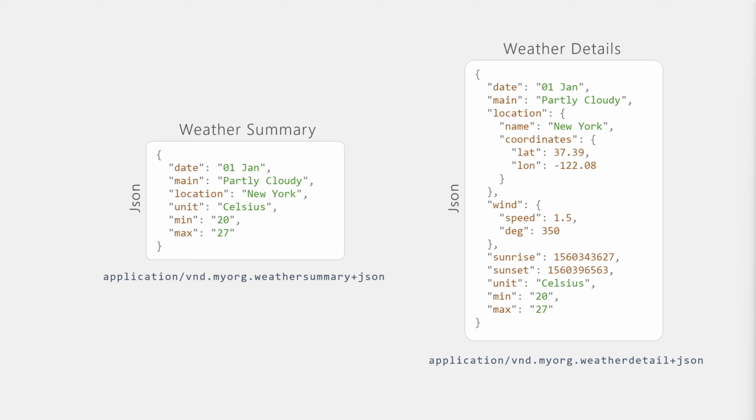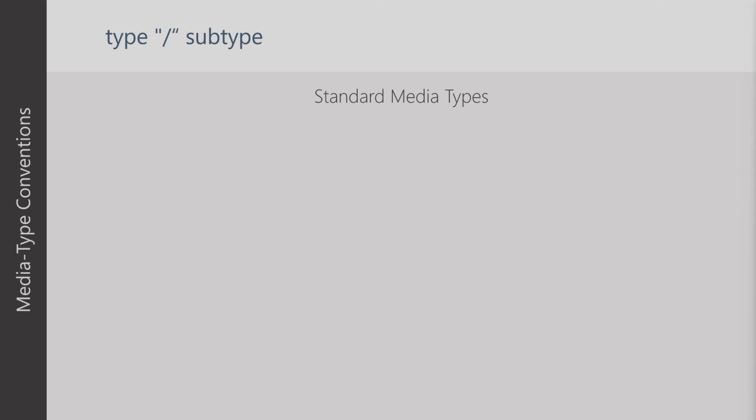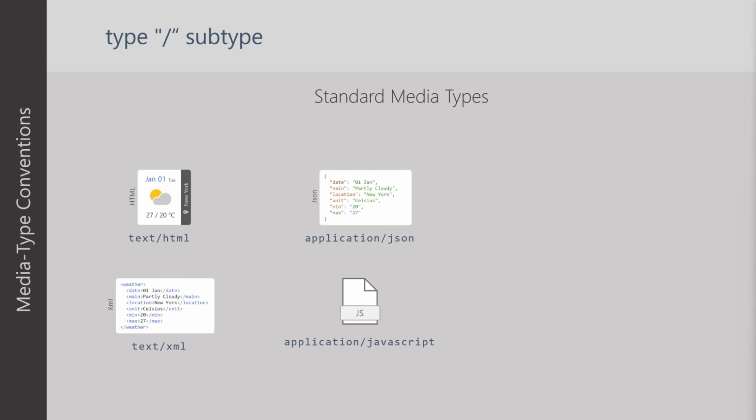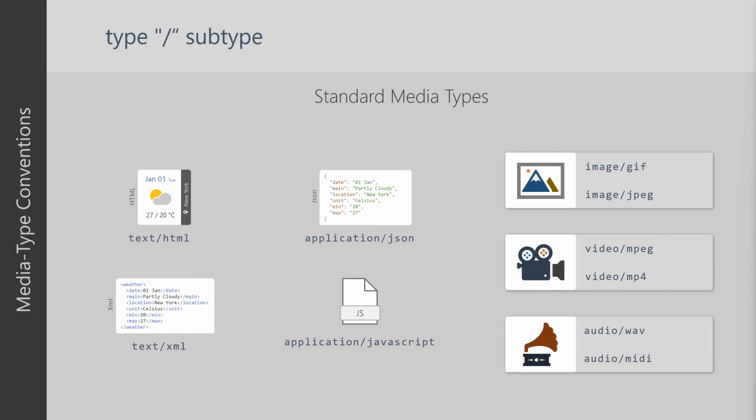Okay, now let's take a step back and try to understand media type conventions. Let's start with standard media types. The convention is type/subtype. Some examples of registered types are text, application, image, video, and audio. Subtypes typically consist of media formats like HTML, JSON, JavaScript, JPEG, or MP4.